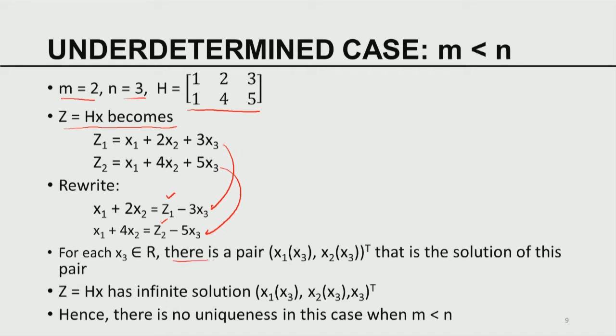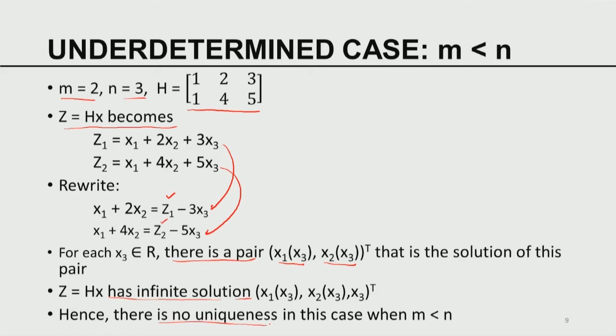Therefore, there is a pair, x1 of x3 and x2 of x3. That means both x1 and x2 are functions of x3 because x3 occurs on the right hand side. There are infinitely many choices for x3. Therefore, there are infinitely many solutions. There is no uniqueness. So in one case, there is no solution. In the other case, there are infinitely many solutions. So we are between the devil and the deep sea. This is the typical nature of the inverse problem.